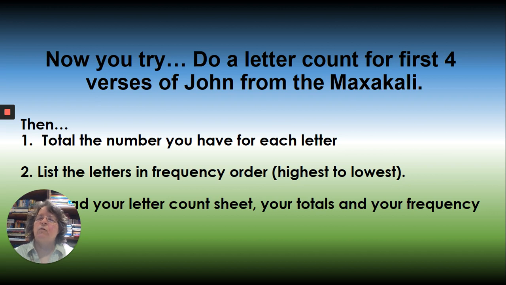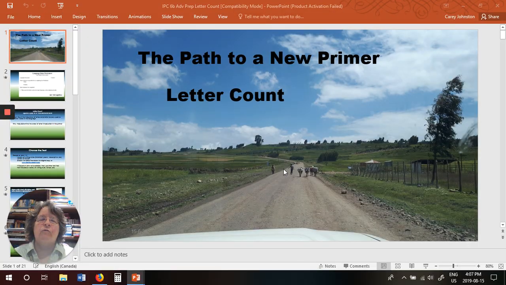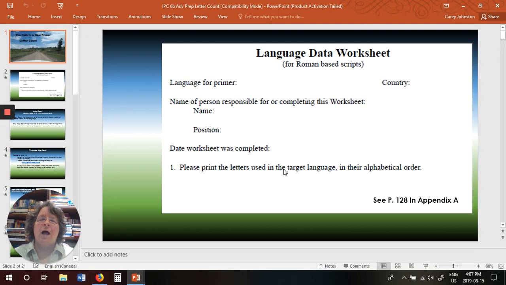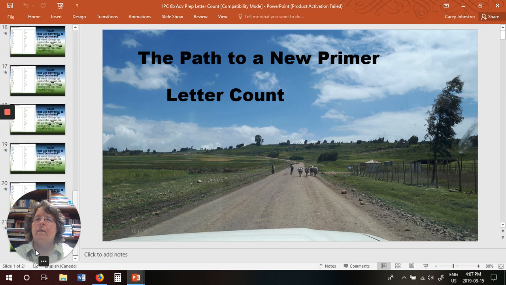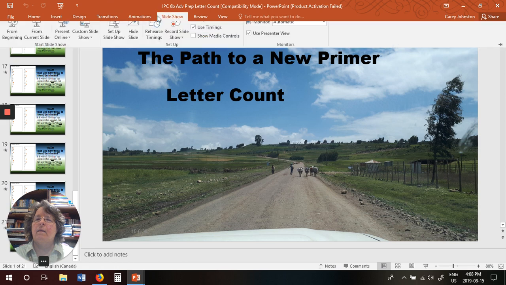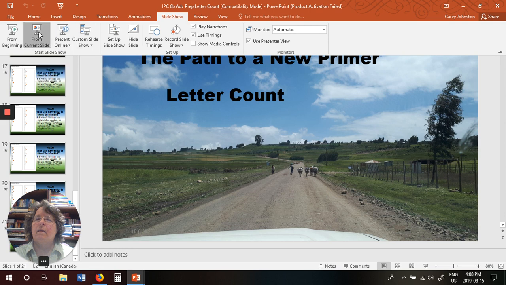So continue that way, and if you were doing this all by hand, as we had to do in the past, you would do all 4 chapters of John, the local team would do all 4 chapters of John. For now, you can do a letter count with the 4 verses of John from the Gospel of Mashaki. And then once you've gone through those 4 verses, total the number you have for each letter, and then write it below.